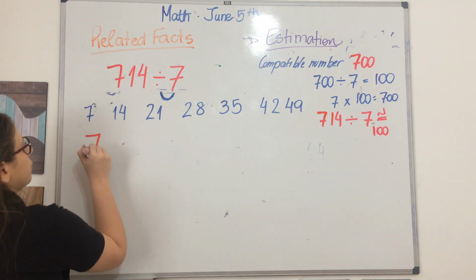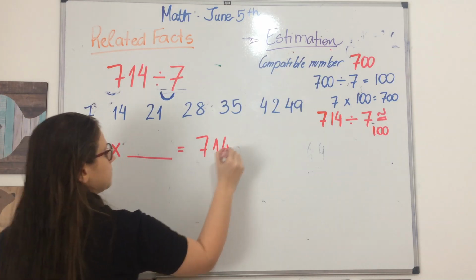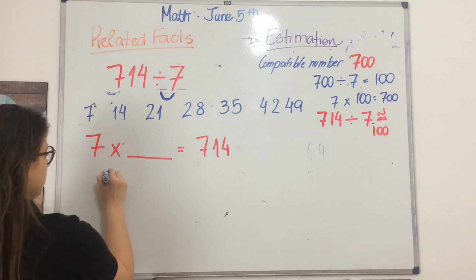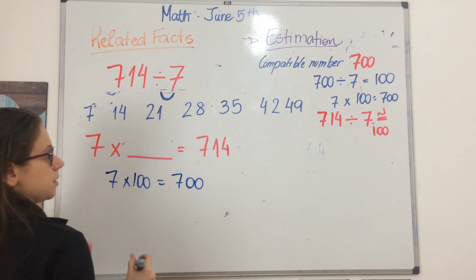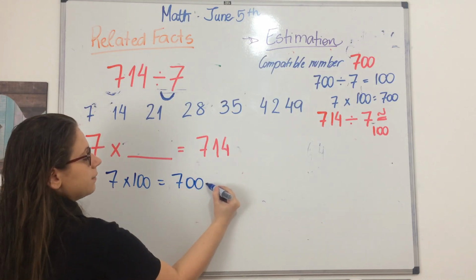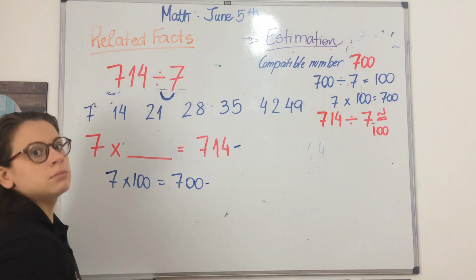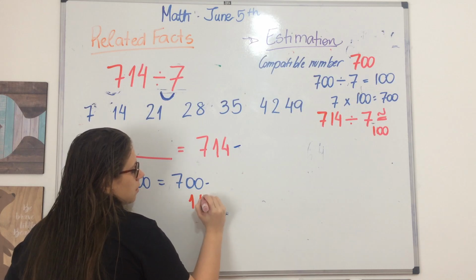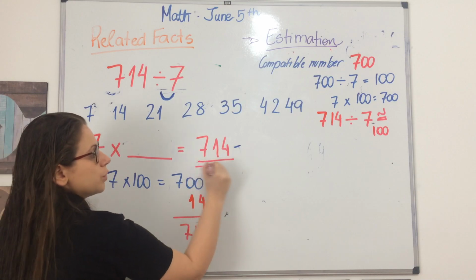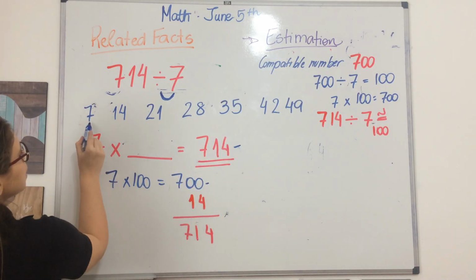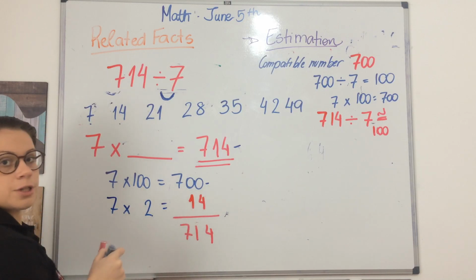So I am looking for 7 times what equals 714. I already know that 7 times 100 give me 700. How much is missing from the 700 to the 714? It's missing 14. So I need 14 more to find the total that I need. And I already know by my multiples that 7 times 2 gives me 14.